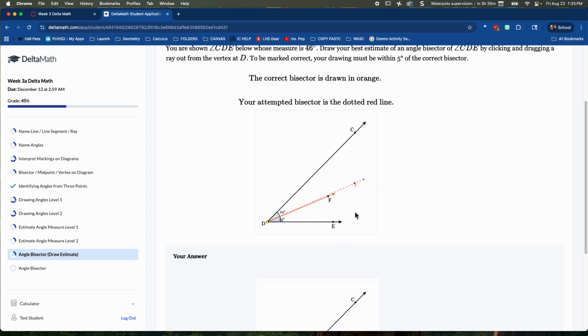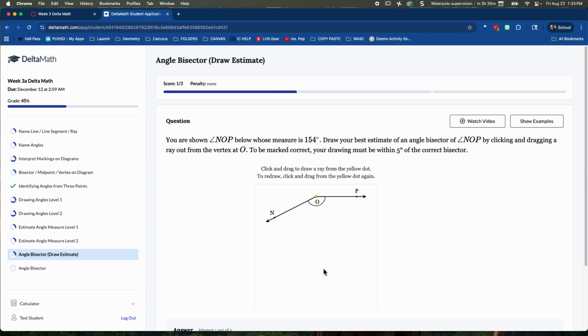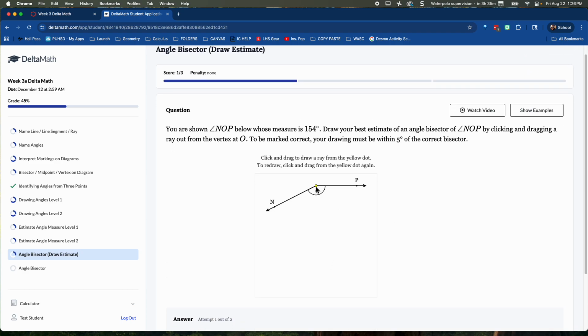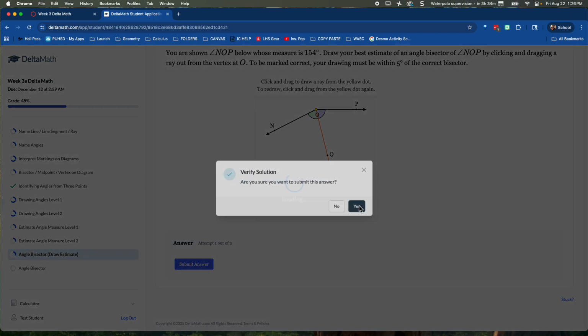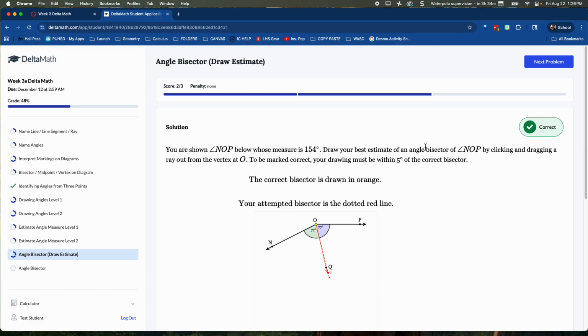But I'm just trying to split this angle. Let's try that again. So this one's a little bit wider. Like this is lots of purple, not very much green. Lots of green, not very much purple. I'm trying to split them in half so I can eyeball or guess or estimate where that halfway bisector would be. Click submit. There we go.